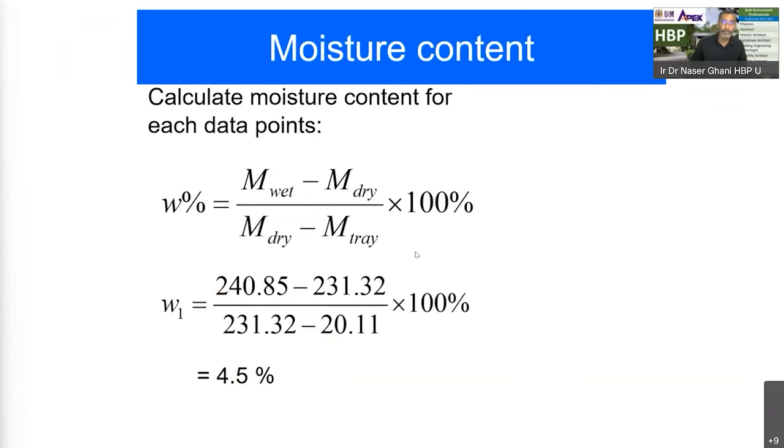So I mentioned before the water content is very straightforward. The mass of wet minus mass of dry, divided by the mass of dry, multiplied by 100%. Then you will get the percentage of water inside the sample.